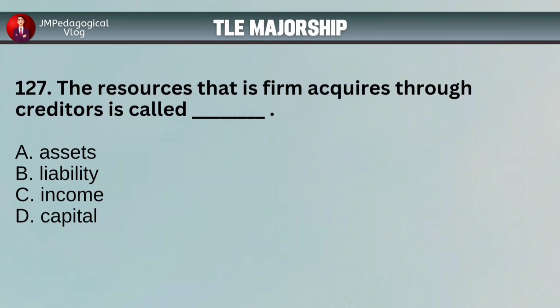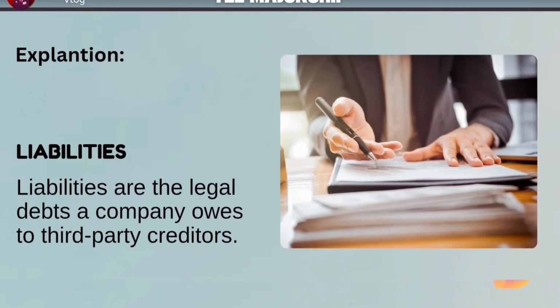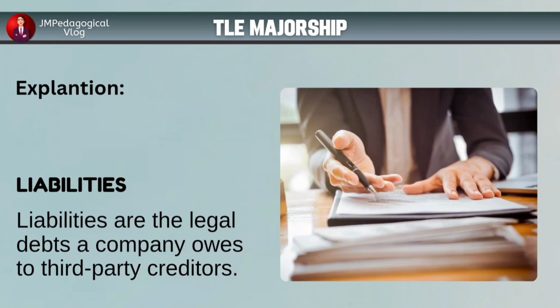127. The resources that a firm acquires through creditors is called A. Assets. B. Liability. C. Income. D. Capital. B. Liability. Explanation. Liabilities are the legal debts a company owes to third-party creditors.